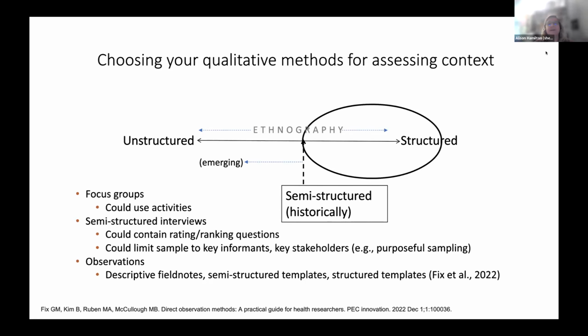So having even a little bit to more than a little bit of structure or semi-structure in your data collection efforts and purposefulness in your sampling approach, et cetera, can really help with the types of work that we're trying to produce in these tricky contextual assessments. And that may also mean that you're building in some structure even into observations, which are a key part of ethnography. Next slide, please.